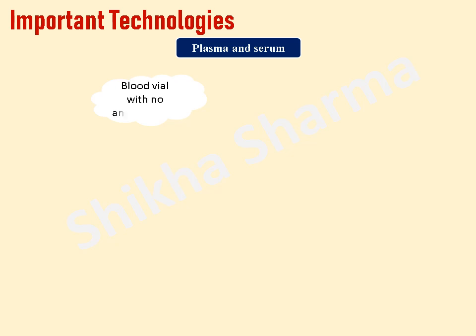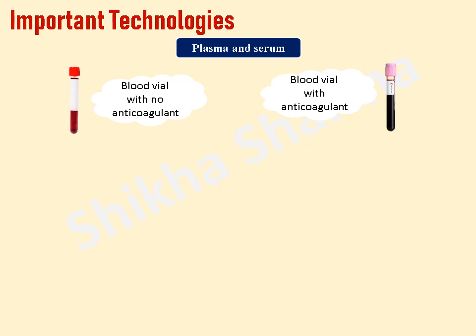Let's understand the difference between plasma and serum. The only thing one needs to remember is the use of anticoagulants during the collection time. If you want serum, the blood must be collected in a plain vial, often denoted by red cap, and if you want plasma, the blood must be collected in vials with anticoagulants, denoted by different colors, yellow, purple, gray, etc., depending on the anticoagulant used.